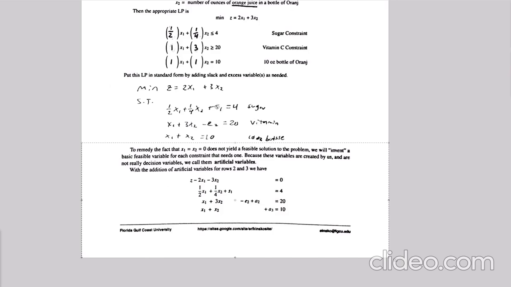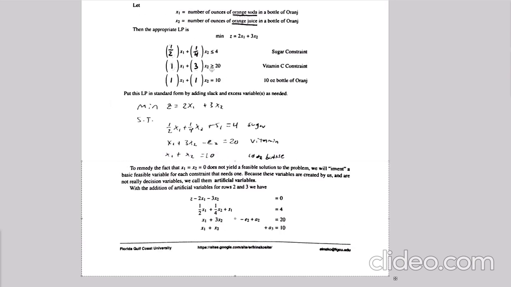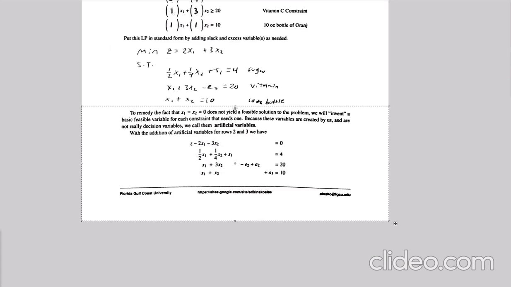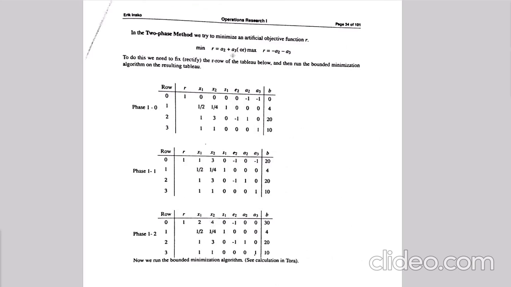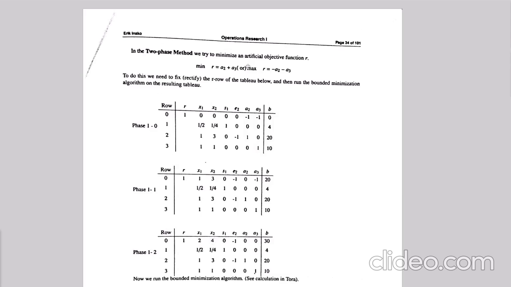And I like to keep, same thing Dr. Insco does, the number of the S or the excess referring to the constraint. So S1 refers to constraint 1, E2 refers to constraint 2. And then anyway, for anything with an E or nothing, like this equal to down here, we need to add in some artificial variables. And now we're ready to start the method.